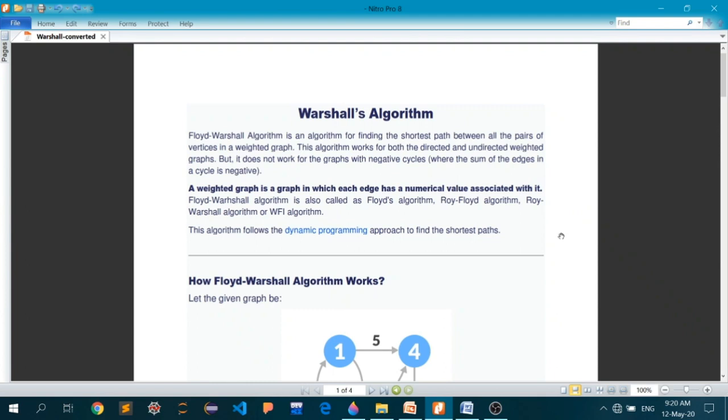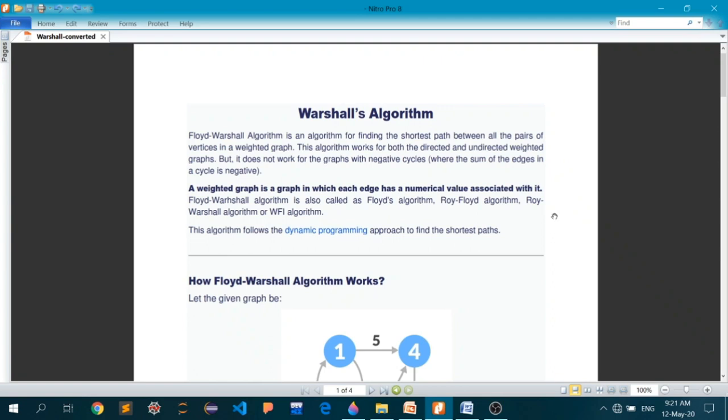This algorithm works for both directed and undirected weighted graphs, but it does not work with graphs with negative cycles. We don't have to bother about negative cycles as we haven't seen that. I think that is out of the scope of your syllabus also, so don't dwell on that. So Warshall's algorithm is just another algorithm. We have seen many of them until now, like Dijkstra's algorithm and topological sorting, to find the shortest path from one vertex to another vertex.